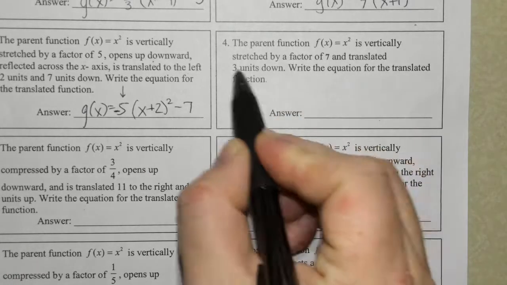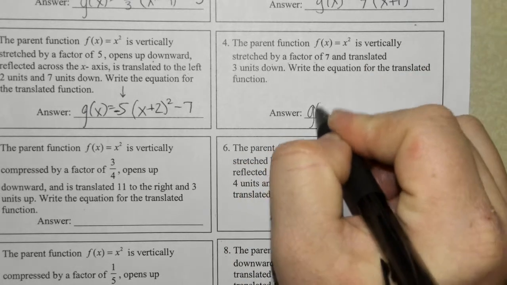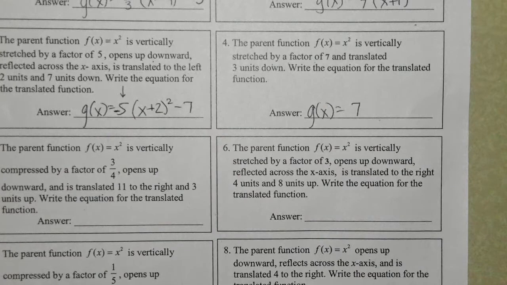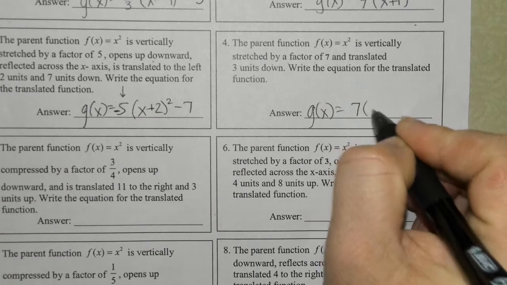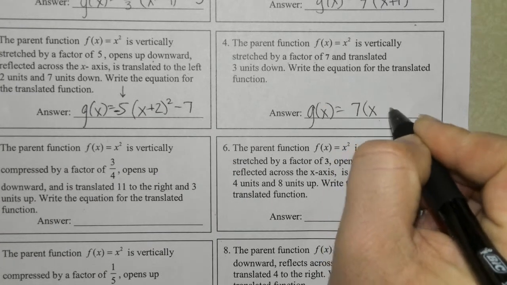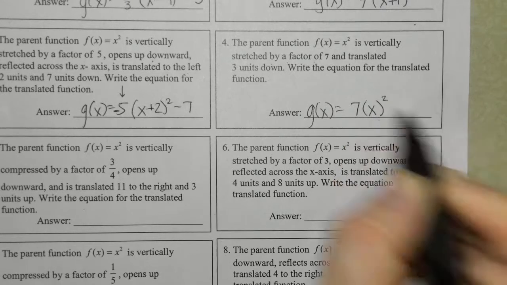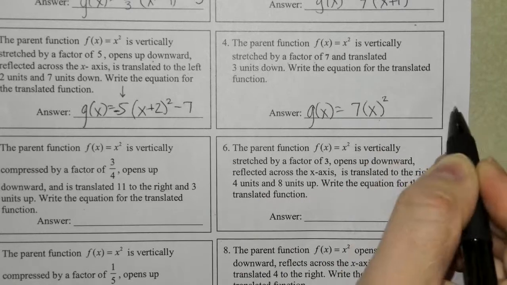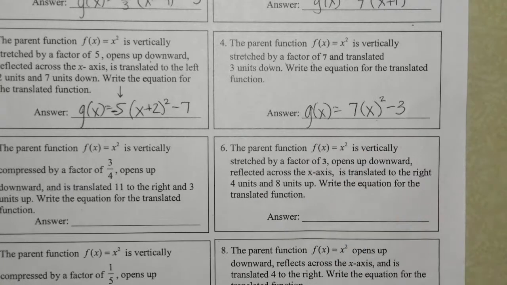The parent function is vertically stretched by a factor of 7. Translate 3 down. So this time we're not going to move to the left or right. If you want to put plus or minus 0, that's fine. But it does need to be an x squared. If you don't see a number inside, it means it's not going left or right. But it is being shifted down 3.